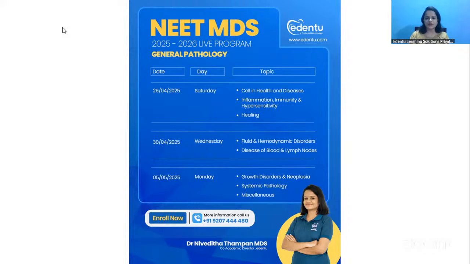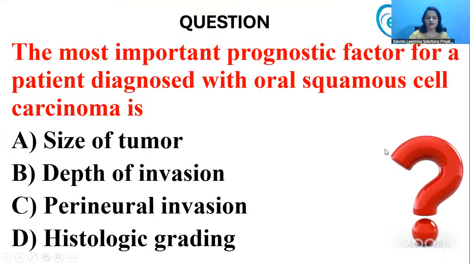So, yes, we will proceed. First question: the most important prognostic factor for a patient diagnosed with oral squamous cell carcinoma is it the size of the tumor, the depth of invasion, perineural invasion, or histologic grading? Yes, this question was asked in the recent NEET MDS 2025 question paper, so I thought of including it here.